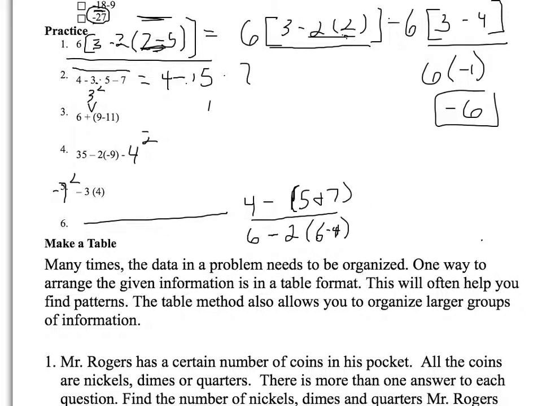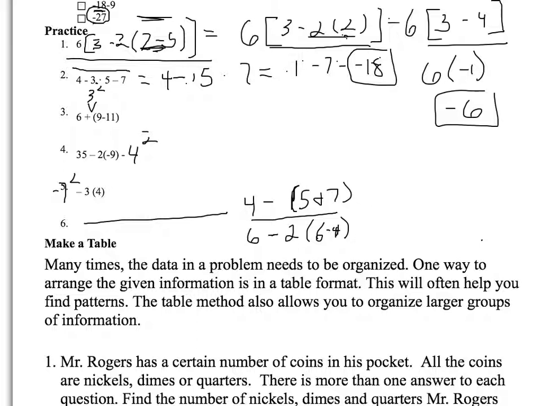So after we've done our multiplication, the only thing that we're left with is some subtraction. So here, 4 minus 15, and we're working from left to right once again, 4 minus 15, that's negative 11. And then we have our minus 7. And then finally, negative 11 minus 7, negative 18. That is the simplified version of that expression right here.